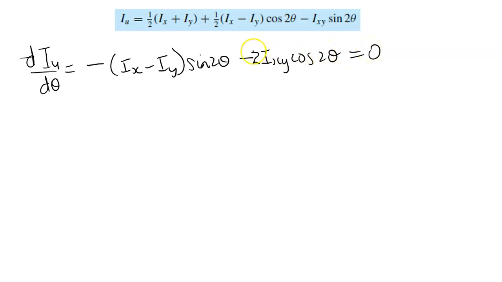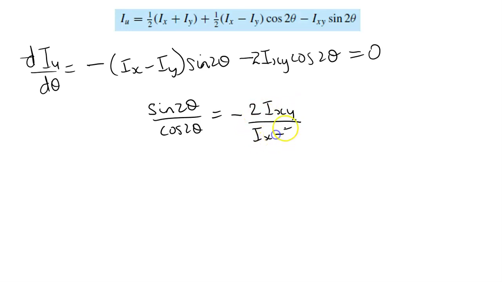So this equation here is clearly going to be 0 if it is the case that sine 2 theta divided by cos 2 theta is minus the ratio of those terms. And of course we know that sine 2 theta divided by cos 2 theta is really tan 2 theta, right?